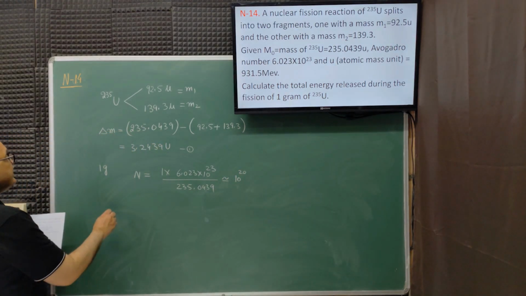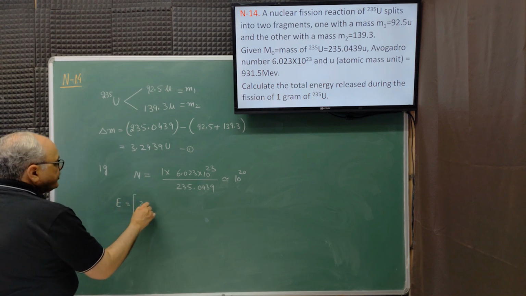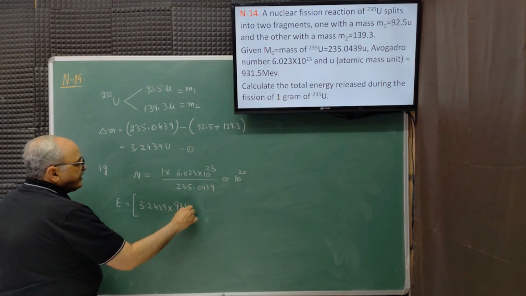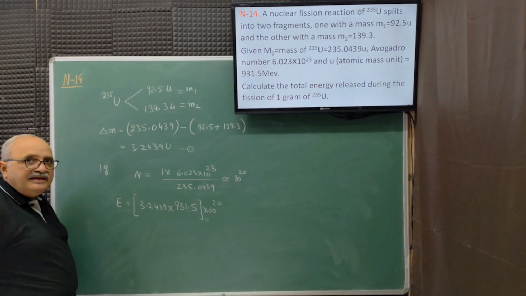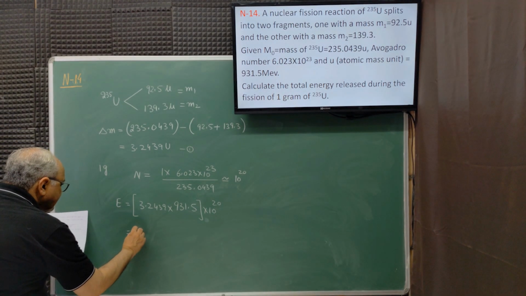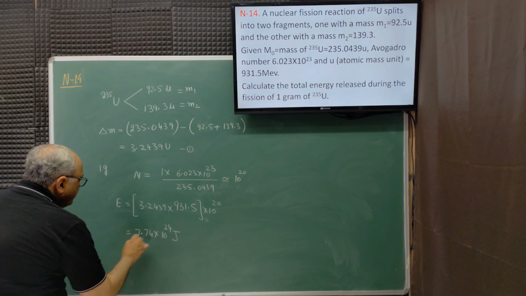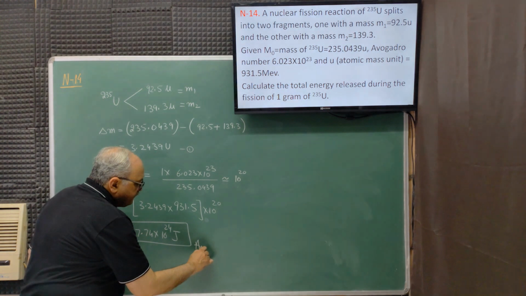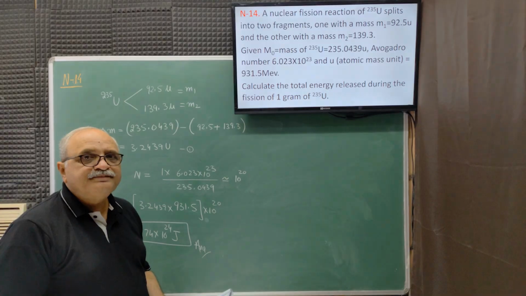So the total energy released can be calculated as the energy released in 1 fission, that is 3.2439 u, and 1 u is equivalent to 931.5 MeV, and then multiply it with 10 to the power 20. These many nuclei have gone for the fission. If I calculate this, it comes out to be 7.74 into 10 to the power 24 joule. This much energy will be released if 1 gram of uranium disintegrates into the products as mentioned in this particular question.